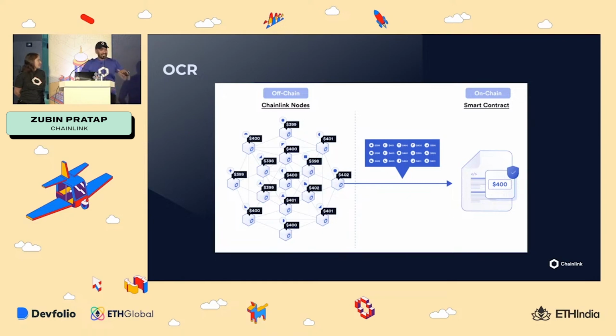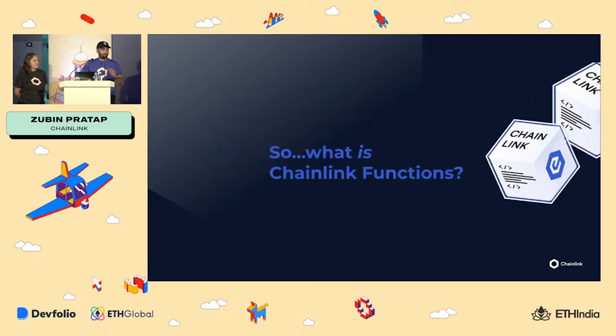So there's also a consensus protocol in Chainlink DONs, and that's OCR. Okay, so I'm running through all this just mindful of time. Now, this brings us to Chainlink Functions.